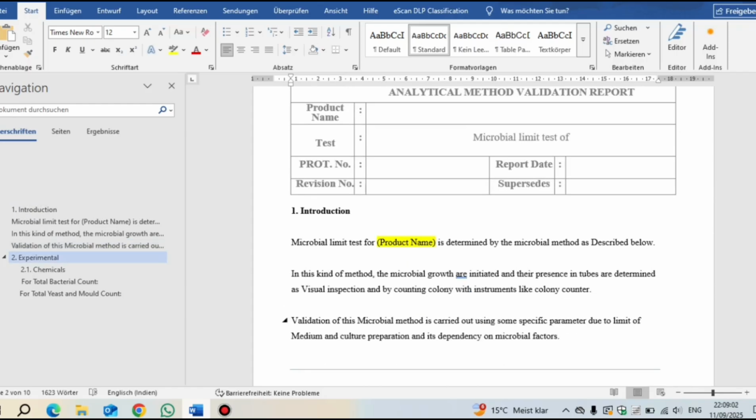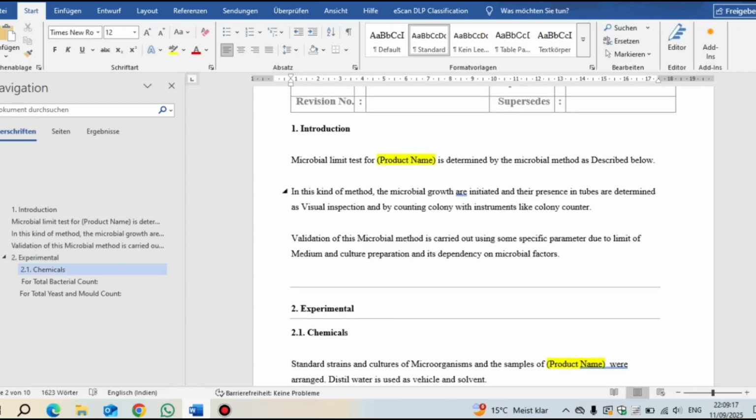Microbial limit test for product name, whichever product we have to perform, is determined by the microbial method as described below. In this kind of method, the microbial growth is initiated and their presence in tubes is determined by visual inspection and by counting colonies with instruments like a colony counter. Validation of this microbial method is carried out using some specific parameters due to limits of medium and culture preparation and its dependency on microbial factors.